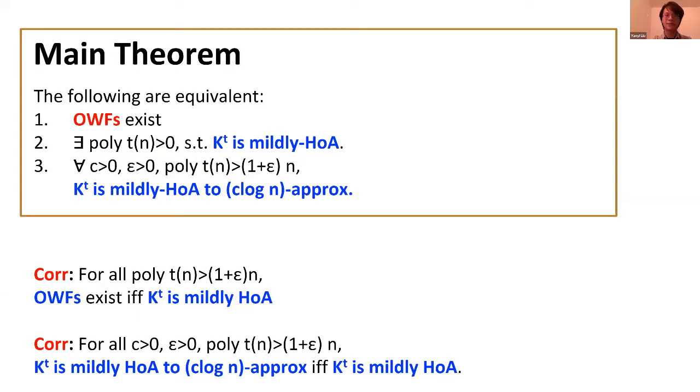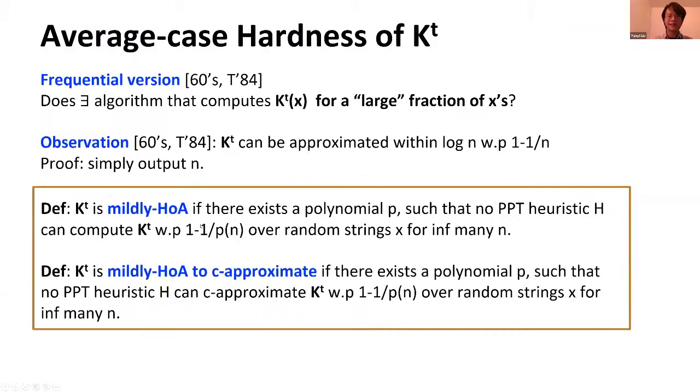And which polynomial p? Sorry, it depends on the hardness of this KT problem. So we say KT is mildly hard on average if there exists a polynomial p such that no heuristic can compute KT with probability 1 minus 1 over p of n. So what's a reasonable conjecture on this p? I'm just trying to continue the line of questioning to get to the bottom line. I see what you mean.